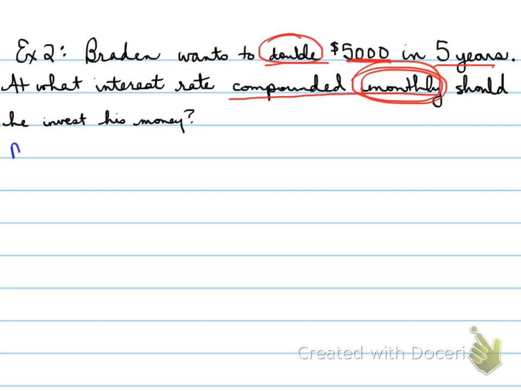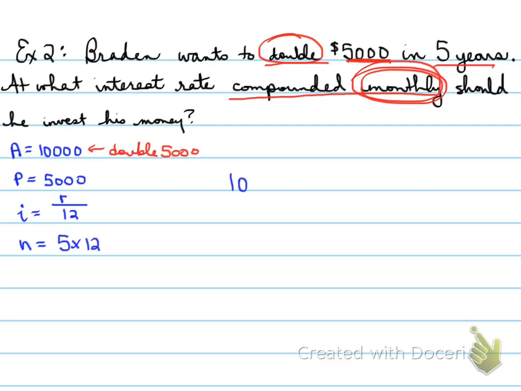So we need to take our A value, find that, which is 10,000. Why is it 10,000? Because he wants to double $5,000. P is going to be 5,000 because that was the original amount invested. I is an interest rate, and the interest rate we don't know, but we do know that that rate, R, is divided by the word. The word in this case is 12. Next, we need to know our N. Well, our N is 5 times the word. What's the word again? That's right, 12.